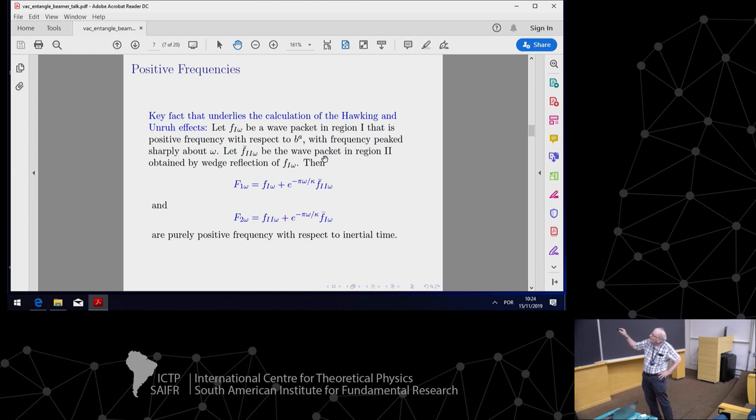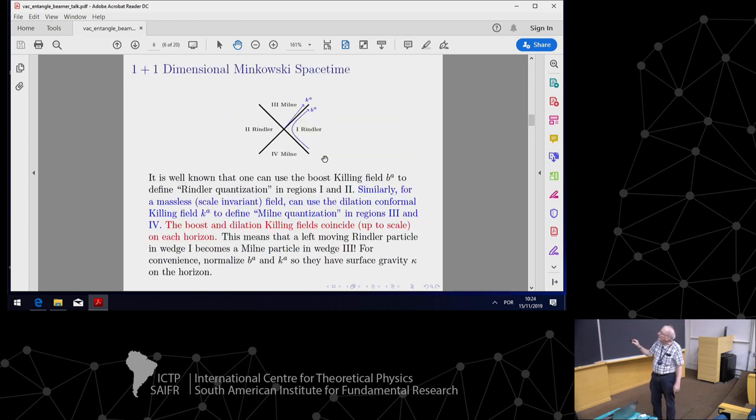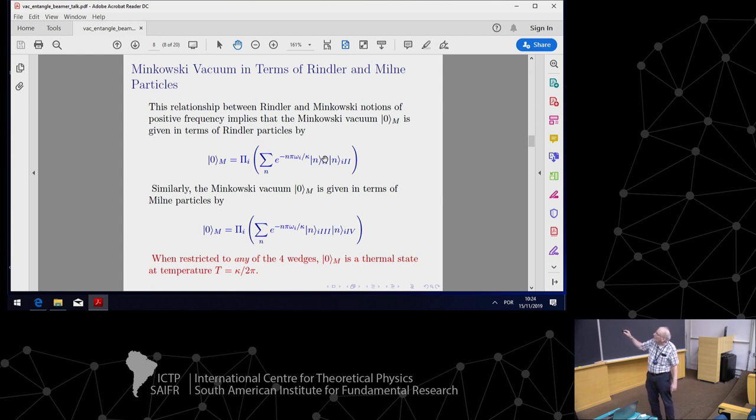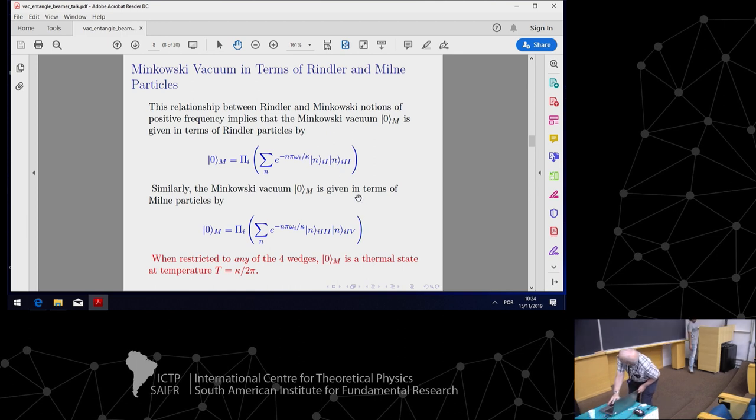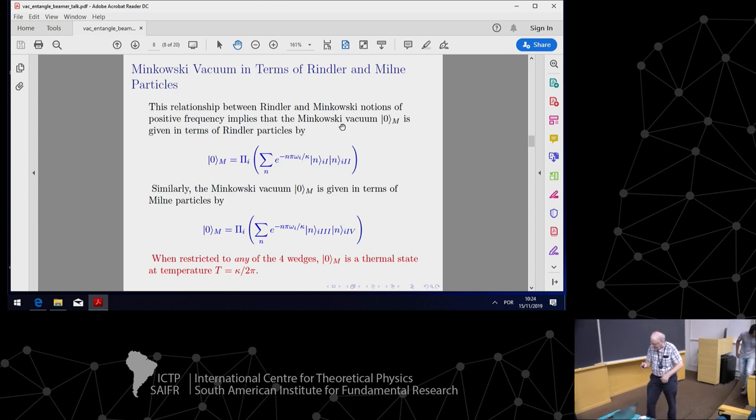These formulas give rise to a Bogoliubov transformation between the quantization constructions where I use inertial positive frequency rather than boost positive frequency in Rindler wedges 1 and 2. That gives rise to a formula for what the Minkowski vacuum looks like in terms of Rindler particle states. Let me get rid of the hand from the formula so you can see it. The Minkowski vacuum is an entangled state of Rindler particles in wedge 1 and wedge 2 in the corresponding reflection modes, with this exponential factor coming in and the sum taking place, and then the product over all such modes.